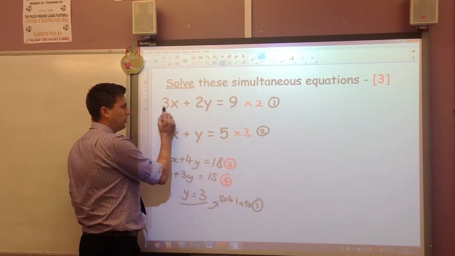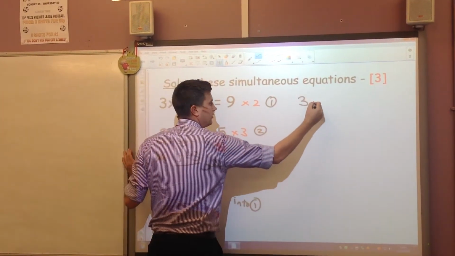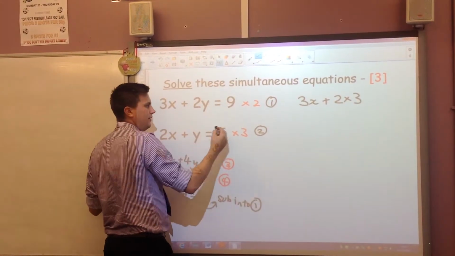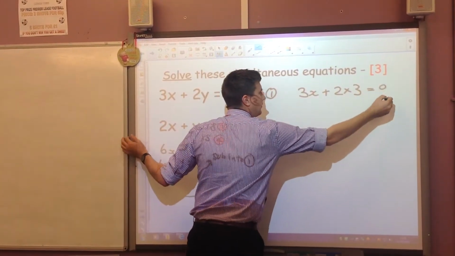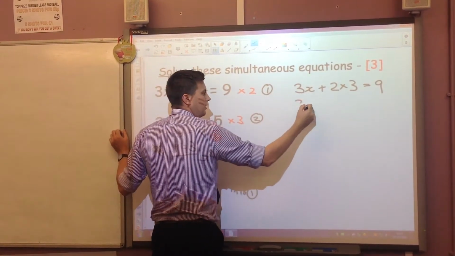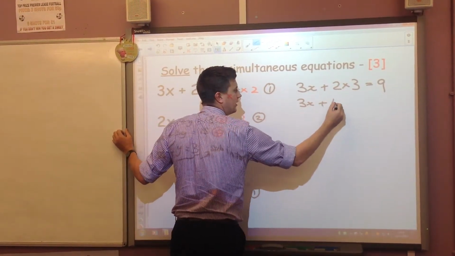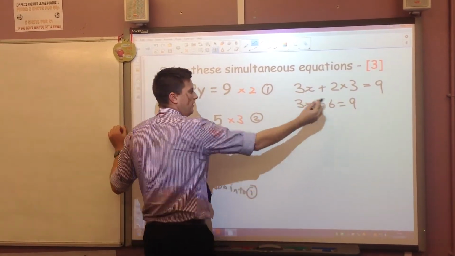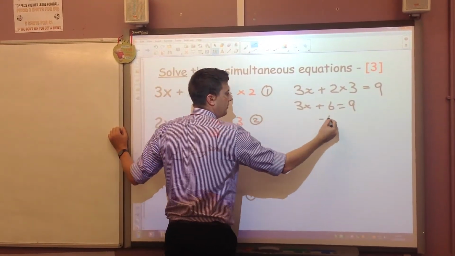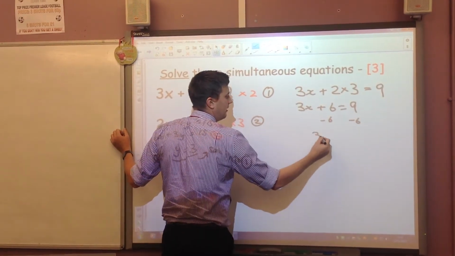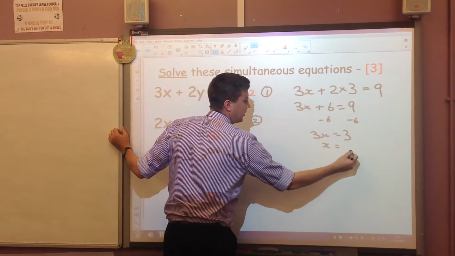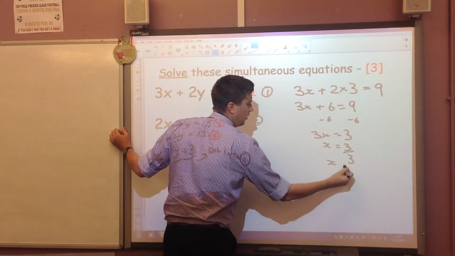So substituting y equals 3 into the equation up here, we get 3x plus 2 times 3, because it's what we had in the original equation, is equal to 9. Simplifying that out, we end up with 3x plus 6 is equal to 9. Now you've got a nice equation that you can solve. Many of you do this in other ways. I'm going to simply take 6 from both sides to give me 3x is equal to 3, and finally x is equal to 3 divided by 3, so x is 1.